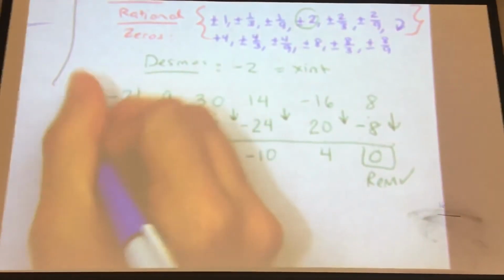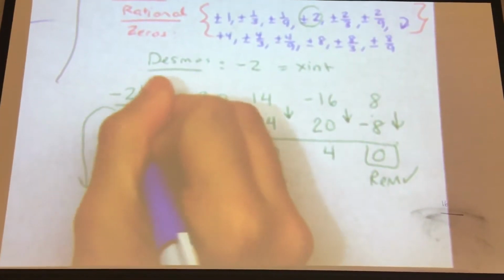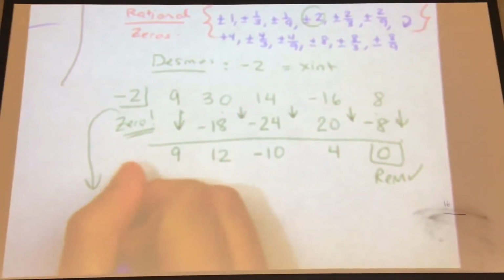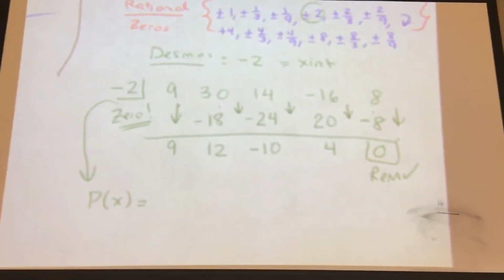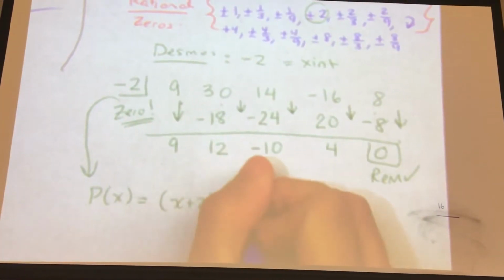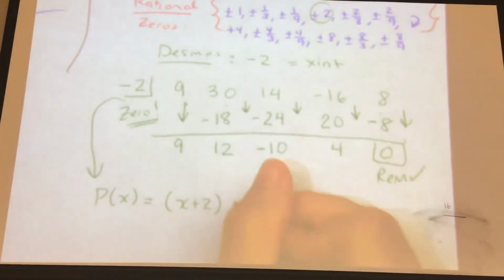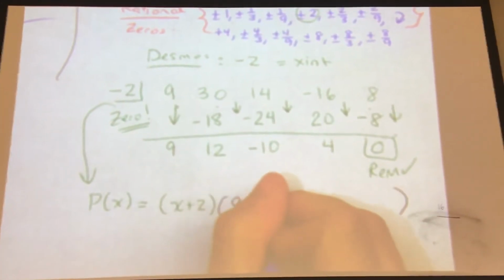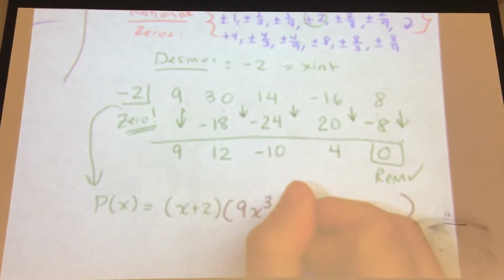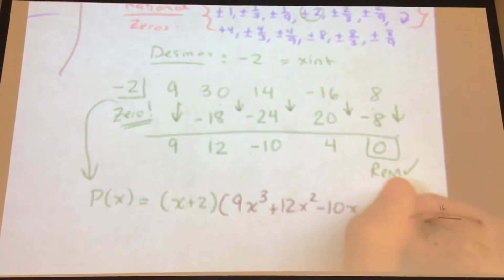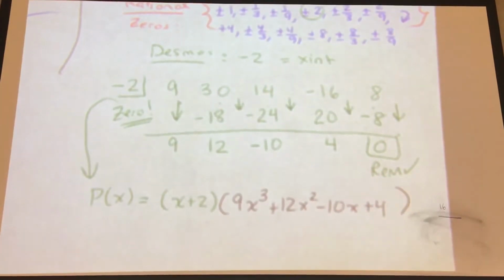So now I could say this is a 0, and because it's a real number, it's an x-intercept. So my polynomial in factor form, I could begin writing, what would be my first factor? Well done. Factor theorem at work. Times whatever's next to it. Let's take a look. 9x to what power? Third power, yeah. Plus 12x squared minus 10x plus 4.